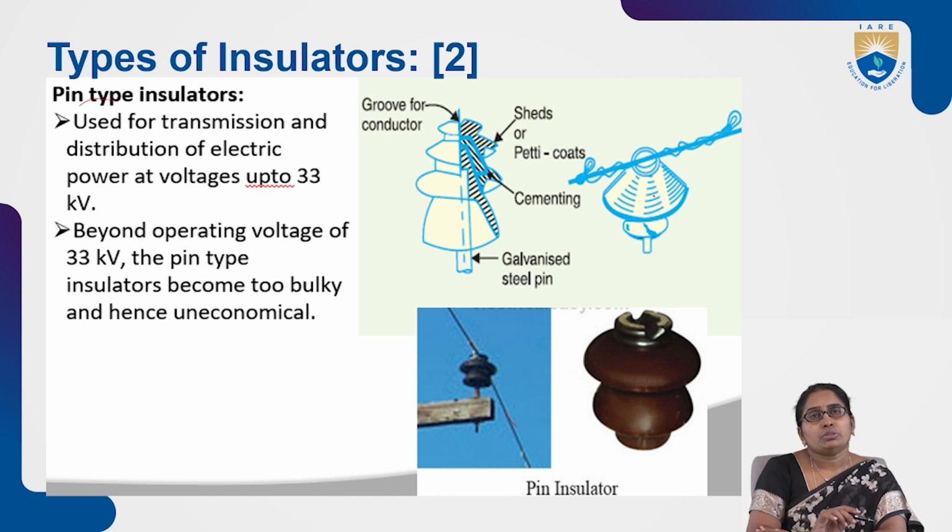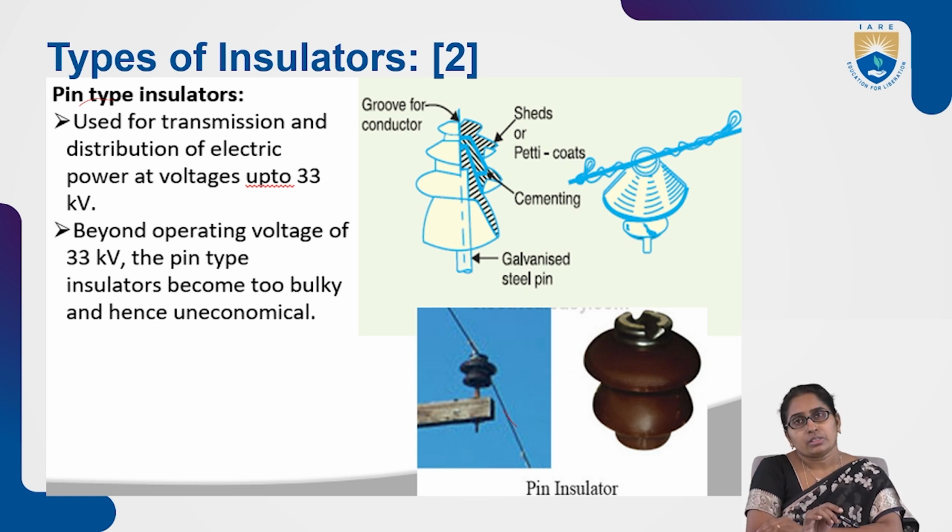So now come to the point once again. The first point, as I mentioned, is that it is used only up to 33 kV. The second point they are telling is that beyond 33 kV, this type of insulator becomes too bulky and hence uneconomical. So that is the point.